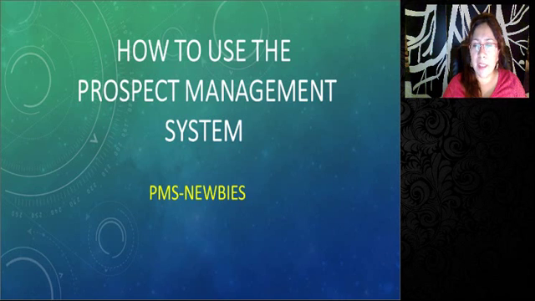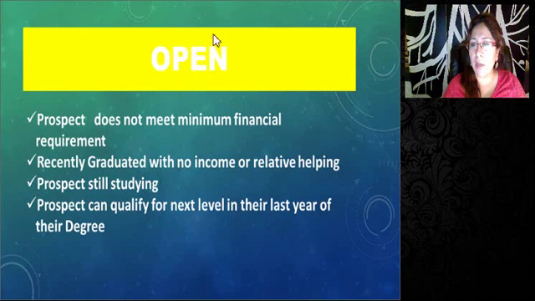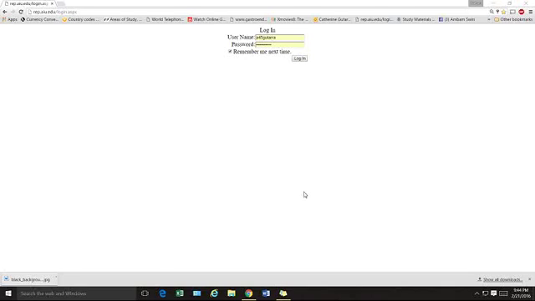So let's start talking about what the statuses available are. We actually have open, terminated, hold, not able to contact, enrolling, enroll, and expire. Now we're going to see each one by one, and how and where we can find it. First, let's go to the PMS, actually logging in to the PMS.